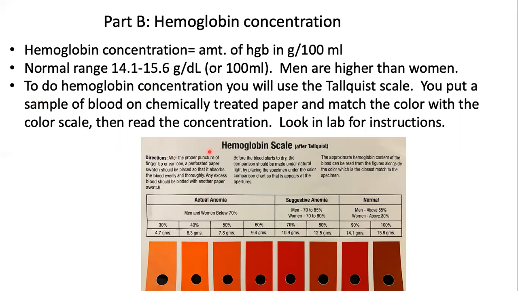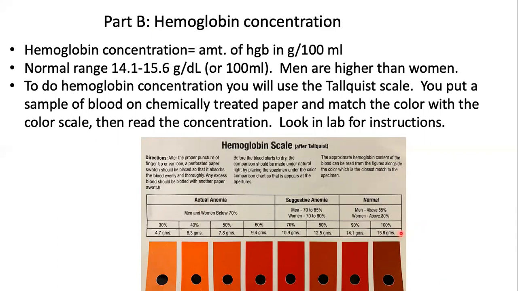To do the hemoglobin concentration, we're going to use a Talquest scale, okay? So how does it work? You have a piece of chemically treated paper, you put a drop of blood on there, wait, the instructions are actually right here, right? Wait about 30 seconds, and then you're going to match up the color on the strip with the color of the scale. So this is the color scale. Take a look at the scale.